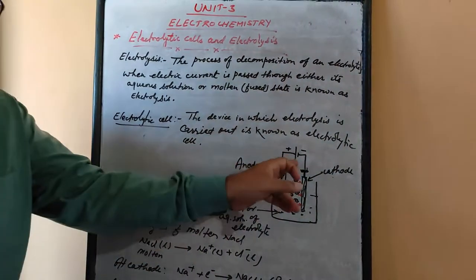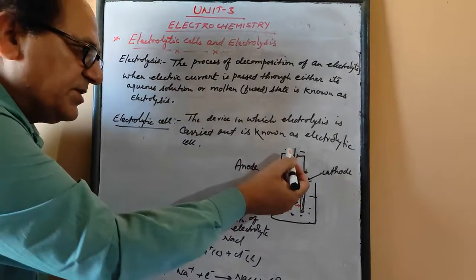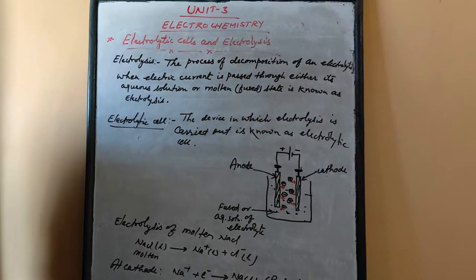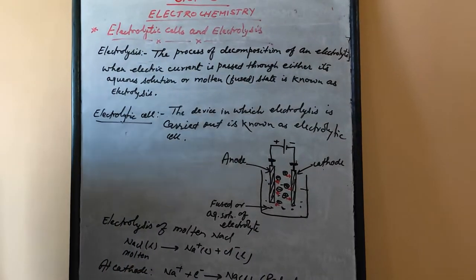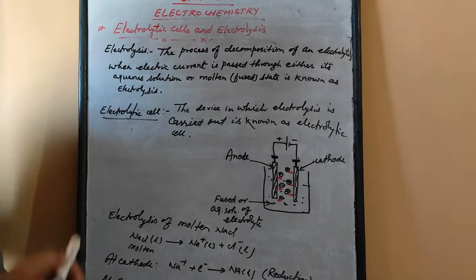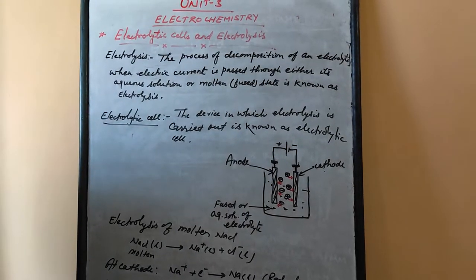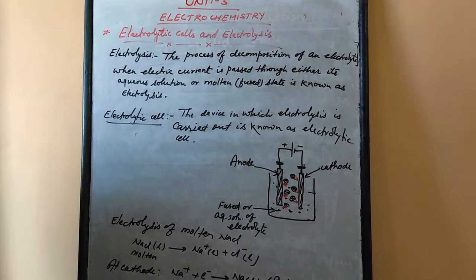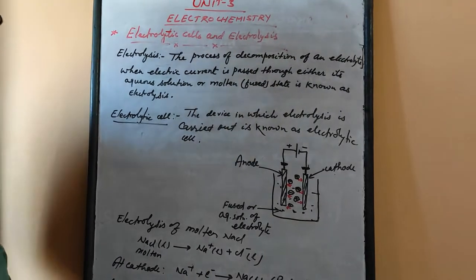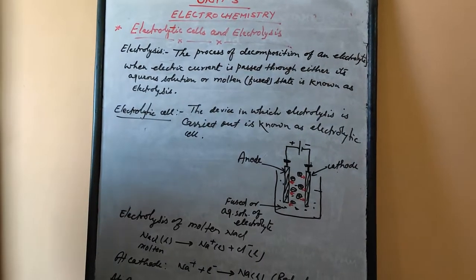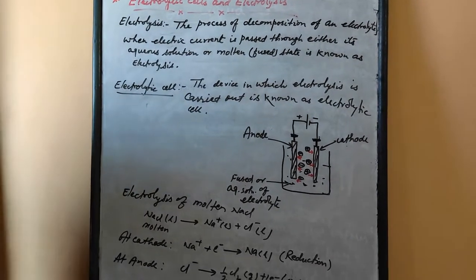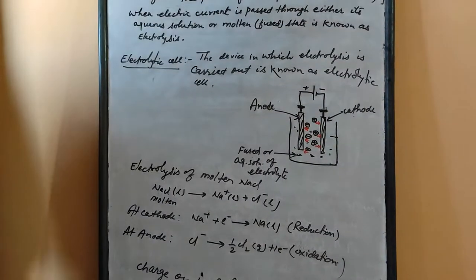Mind it, this is a battery. This is the positive pole of the battery and this is the negative pole of the battery. Now, we are going to check which one is anode and which one will be cathode. Already in the previous lecture I have told that anode is that electrode where oxidation takes place and cathode is that electrode where reduction takes place. Now, here is an example of electrolysis of molten NaCl.